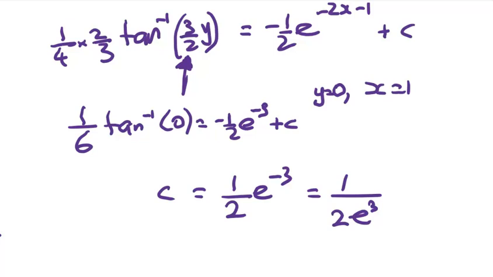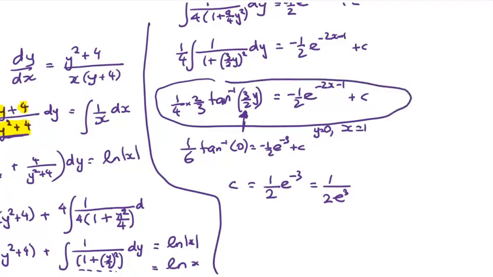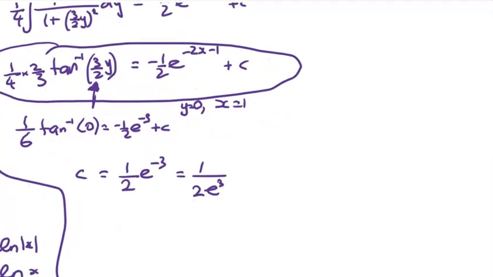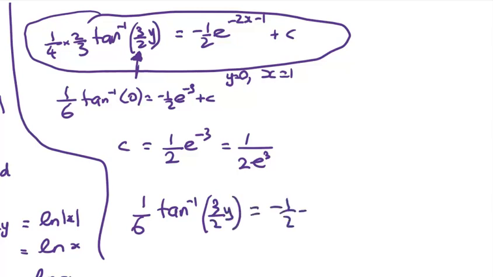Right, now we have to get an expression for y. So we've got to put it all back into where we've got to. Whoops, gosh, there's a lot of maths on that page. Let's look at this question. Yeah, so we need to rearrange this. Okay, we've got the value of our constant, and now we're getting y equals. Okay, so 1/6 tan inverse 3 over 2y is equal to -1/2 e, and so on, and we've got our constant in here now.